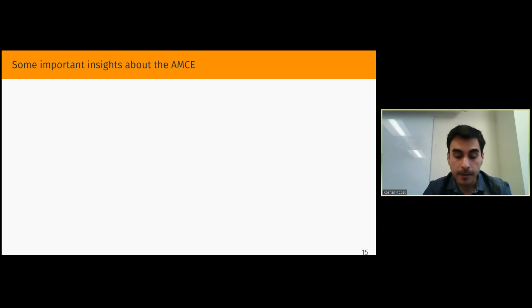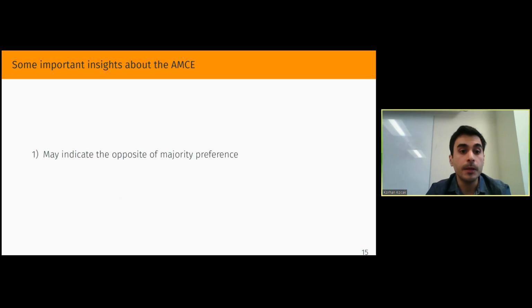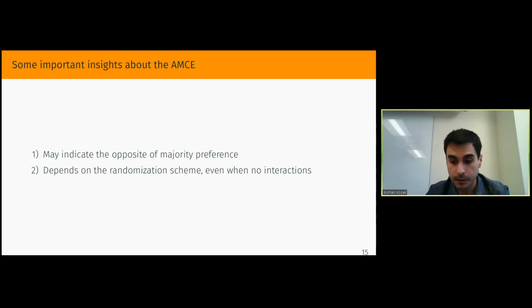So what's the takeaway here? We saw that the AMCE may indicate the opposite of a majority preference, and it depends on the randomization scheme, even when there are no interactions.